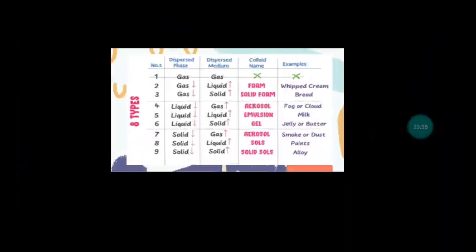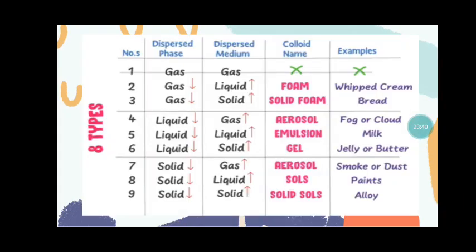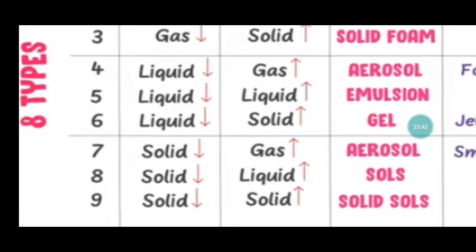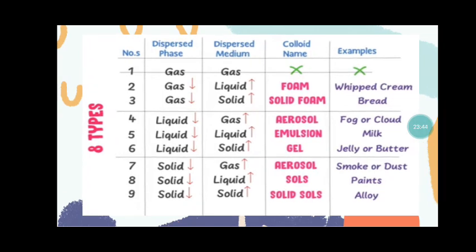Tapos na tayo sa gas at tapos na tayo sa liquid. So, punta tayo ngayon sa solid. So, ano naman ang mangyayari kapag mababa ang percent or portion ng solid at mataas ang portion ng gas sa pag-form ng mixture? Ang tawag doon is aerosol. So, example nun is smoke or dust.